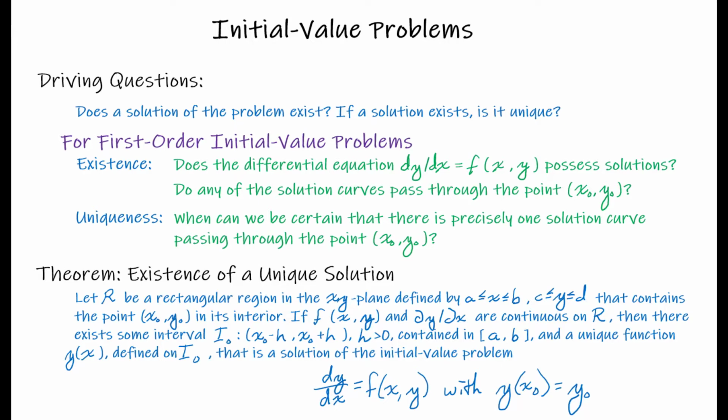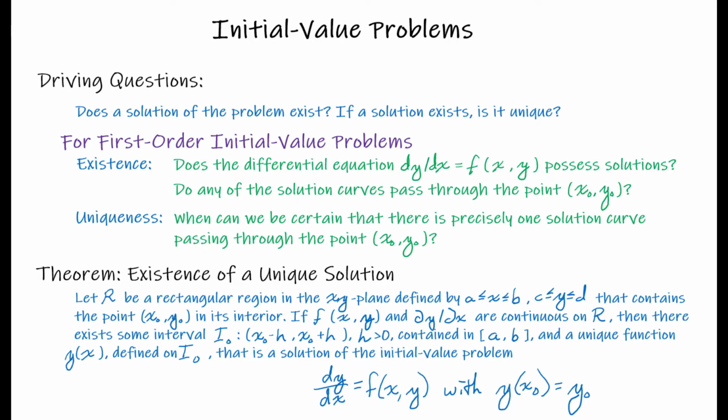So when we have an initial value problem, there are two driving questions that we need to ask. The first is, does a solution of the problem exist? And second, if a solution exists, is it unique? So when we're dealing with first-order initial value problems, there are two questions that we need to answer to be able to answer our existence question.